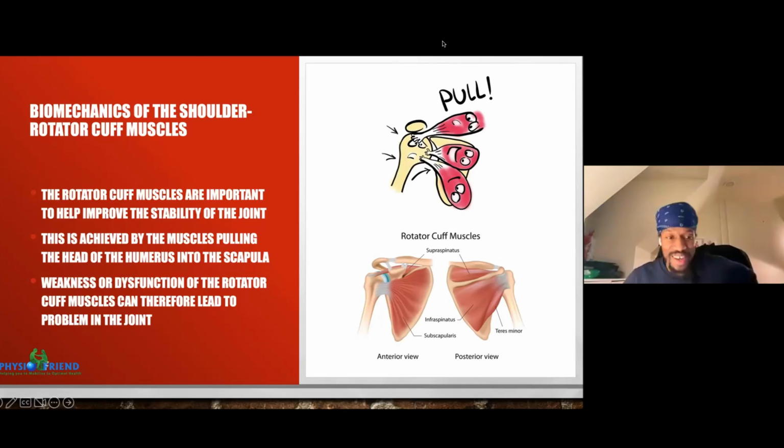Yeah, just another day on near Woolworth Road. But yeah, you can see that these muscles are really pulling the head of the humerus into that scapula.